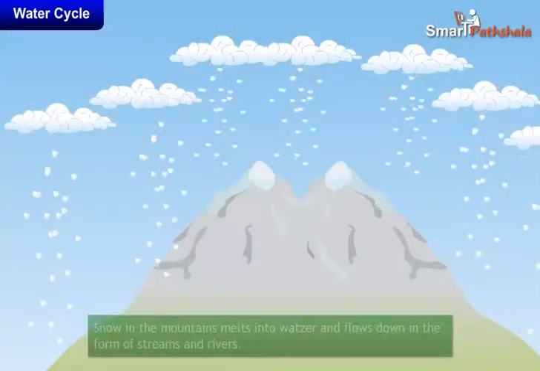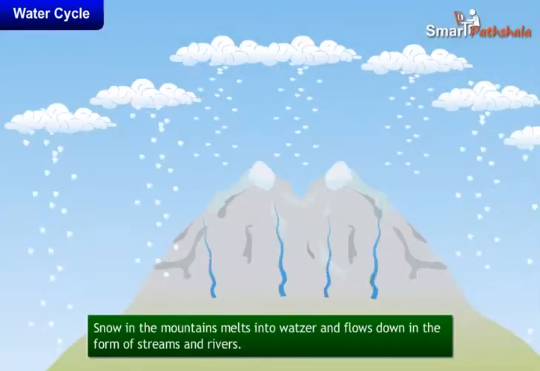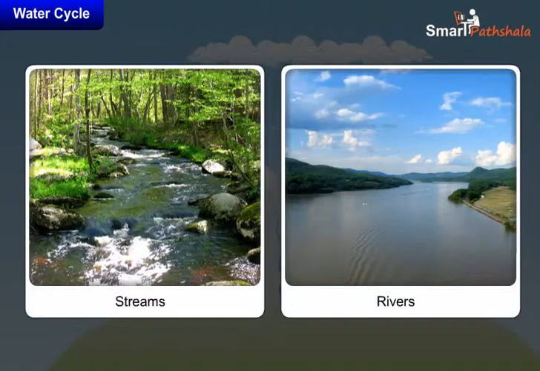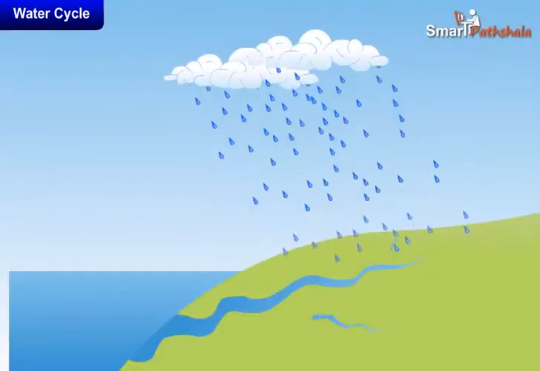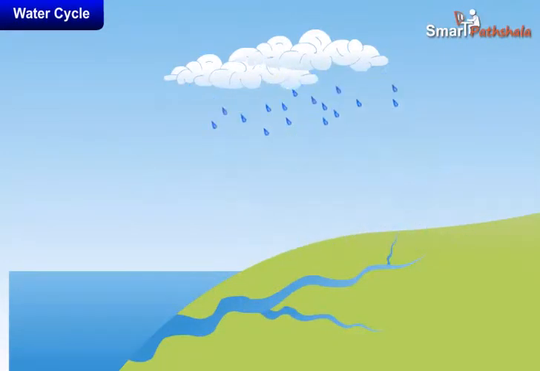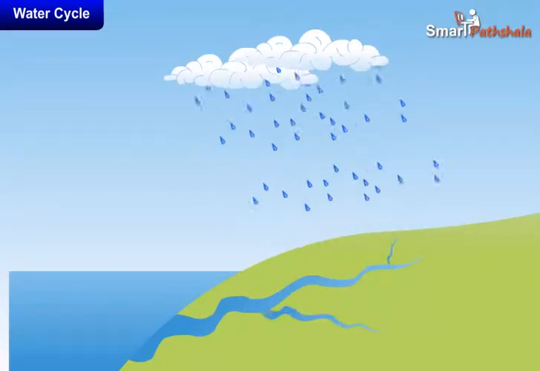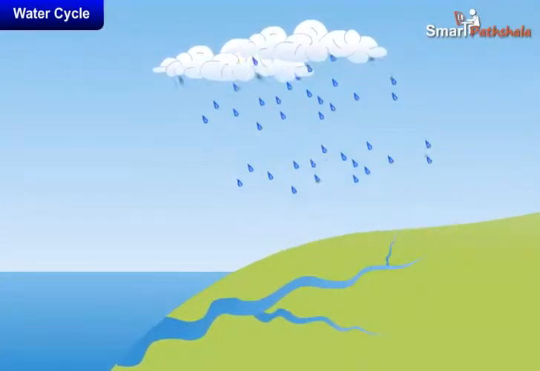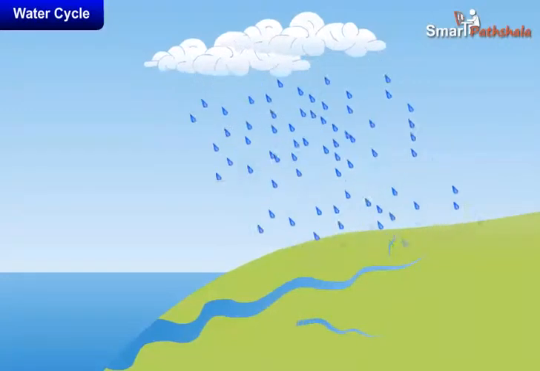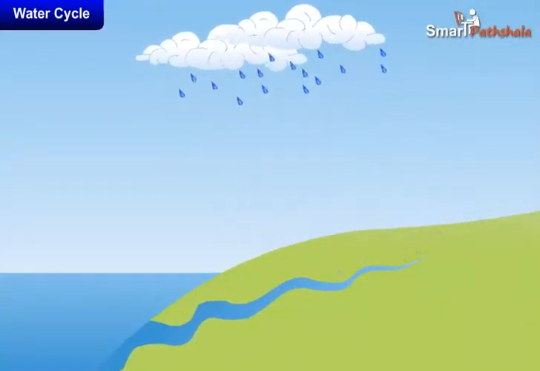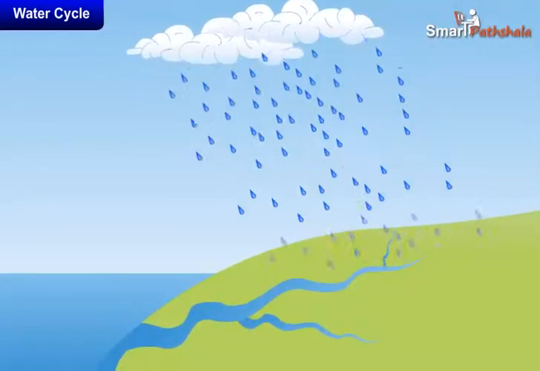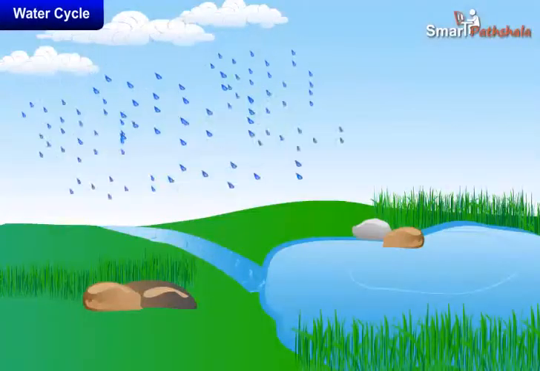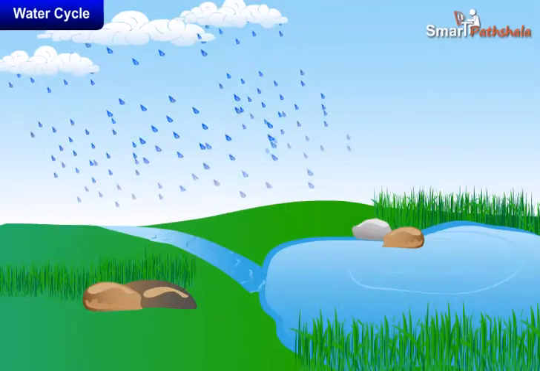Snow in the mountains melts into water. This water flows down the mountains in the form of streams and rivers. Some of the water that falls on land as rain also flows in the form of rivers and streams. Most of the rivers cover long distances on land and ultimately fall into a sea or an ocean. However, water of some rivers flows into lakes. The rainwater also fills up the lakes and ponds.